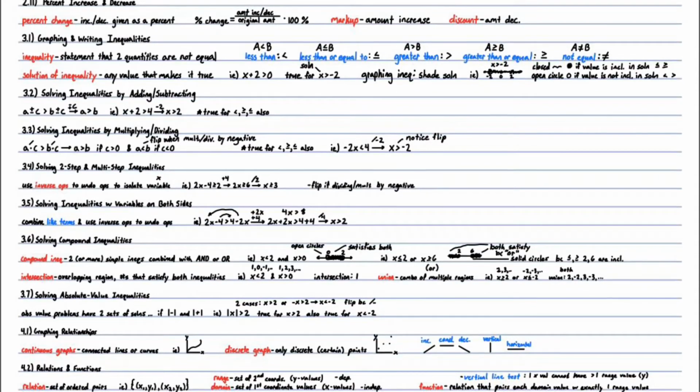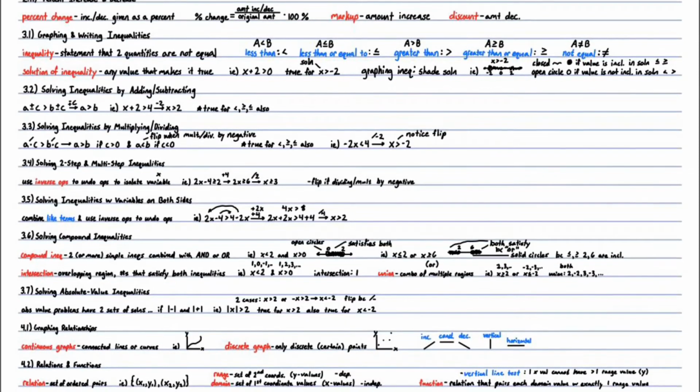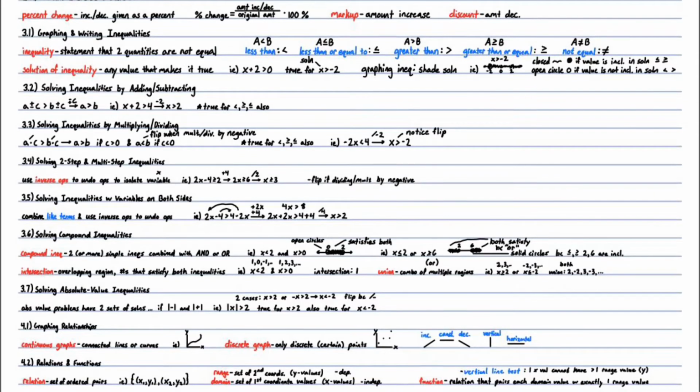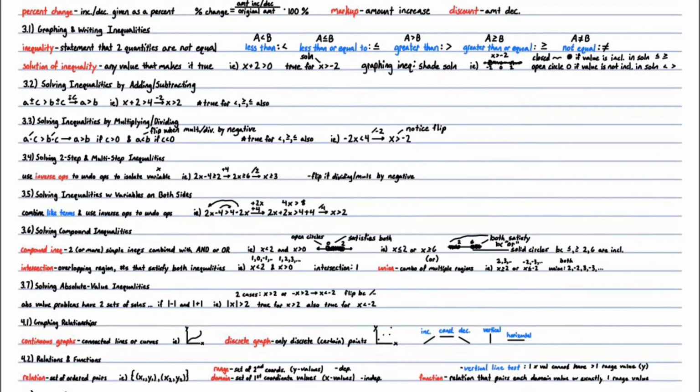Solving absolute value inequalities. Absolute value problems have two sets of solutions: if the quantity that the absolute value is being taken of is positive, and if it is negative. I.e., the absolute value of x is greater than 2 has two sets of solutions: x is greater than 2, and if negative, negative x is greater than 2.